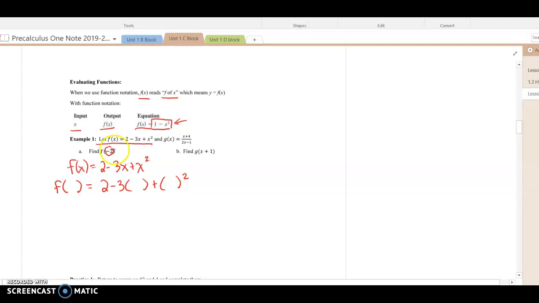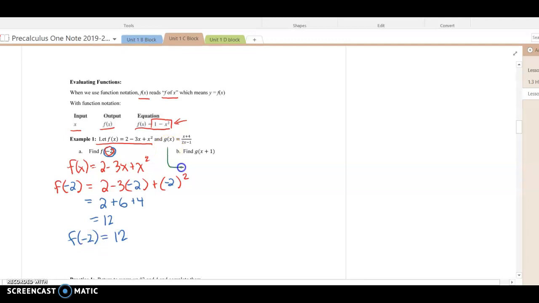Now, whatever is inside the parentheses, in this case negative 2, we replace the parentheses with negative 2. So we have 2 minus 3 times negative 2 plus negative 2 squared. Now we need to simplify. So we have 2 plus 6, because negative 3 times negative 2 is 6, plus the quantity negative 2 squared, which is 4. When we simplify 2 plus 6 plus 4, we get 12. So f of negative 2 is 12.